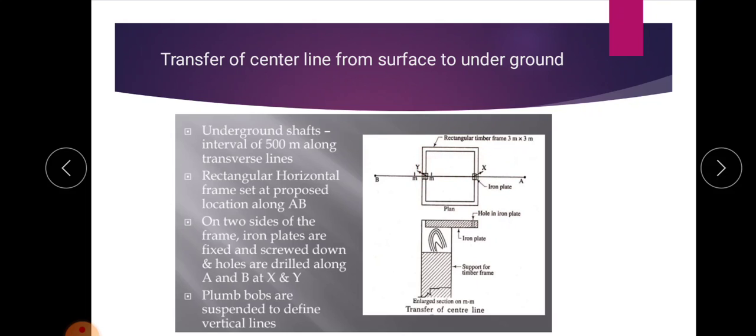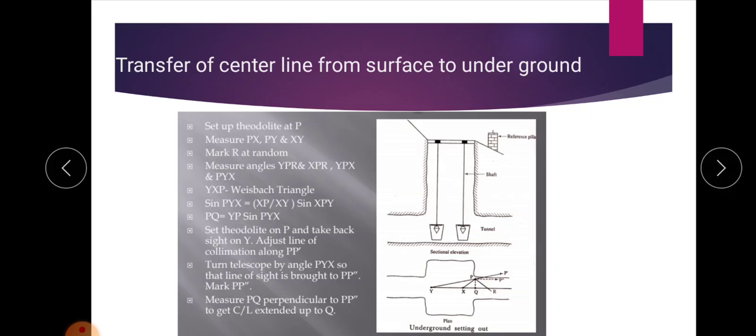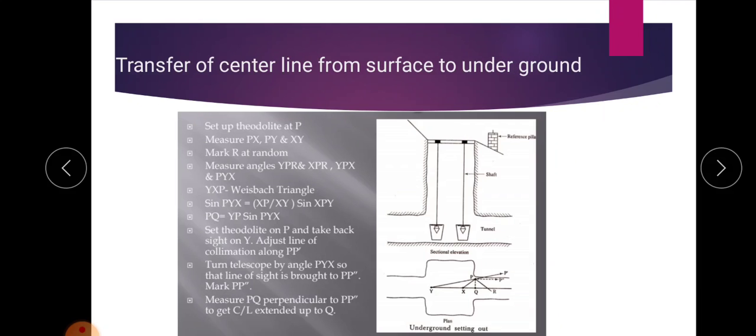X and Y, and finally plumb bobs are suspended to define vertical lines. That is, we are transferring this point towards the underground. We are transferring the points along this point using plumb bob to the underground portion. That is the transfer of center line from surface to underground. So using theodolite and all equipment, we are setting out and transferring the plumb bob into the underground. So these are the different methods of setting out of tunnel. So next we can discuss about tunneling methods.